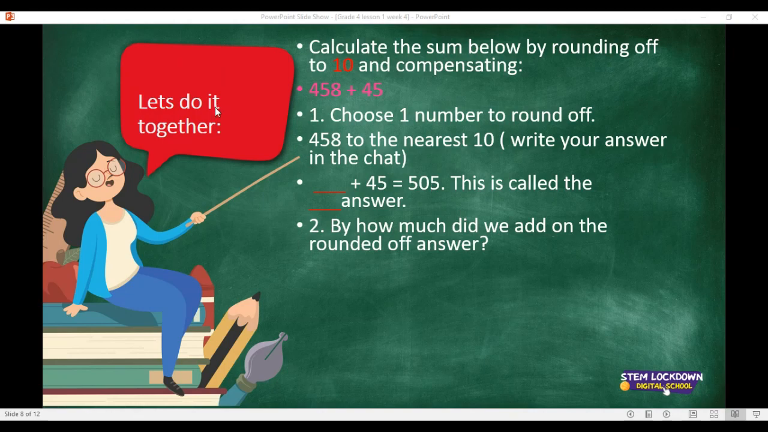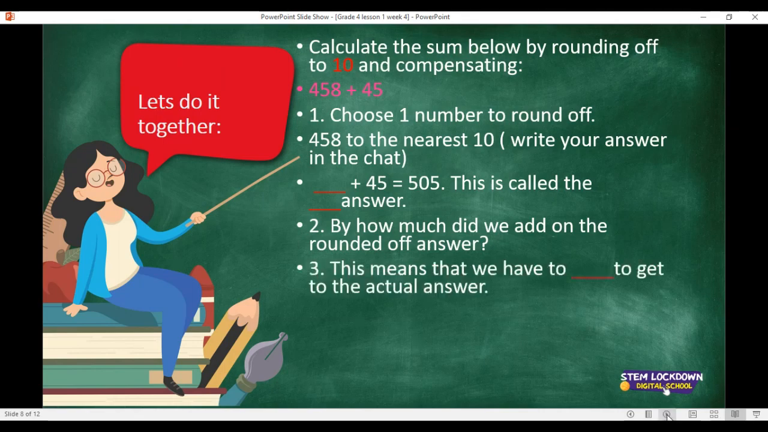I think there is a delay with the answers, so I will continue for the sake of time. If you whispered the answer to your parents or thought it in your mind, that's fine. If you said this is called an estimated answer, you are right. Step number 2, we check by how much we added on the rounded off answer. To move from 458 to 460, by how much did we add? You were also supposed to answer that, but our chats are delaying a little bit.